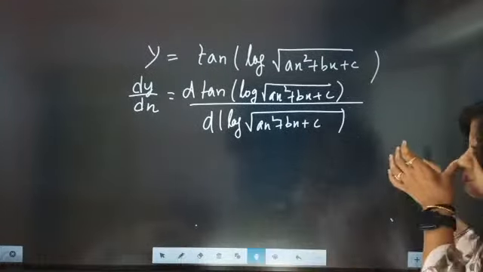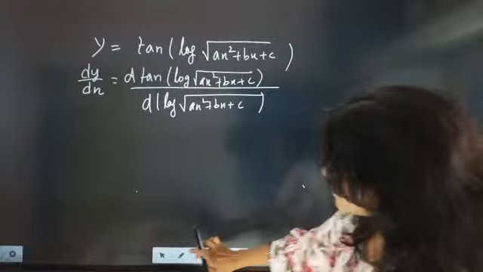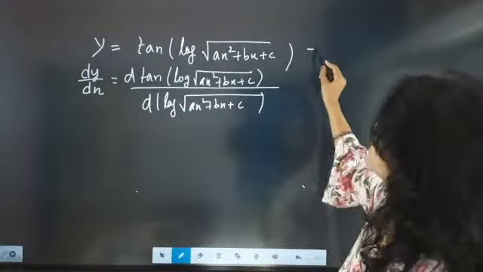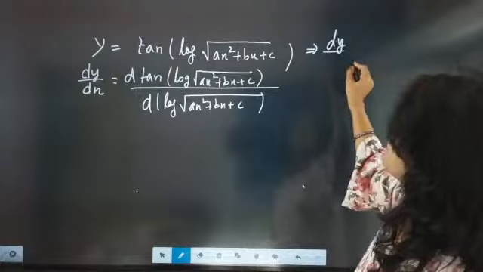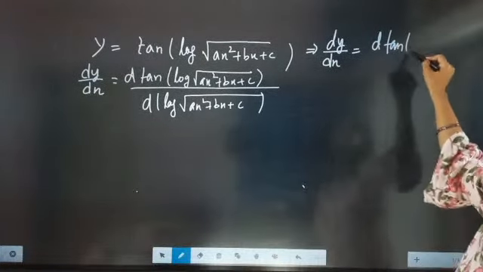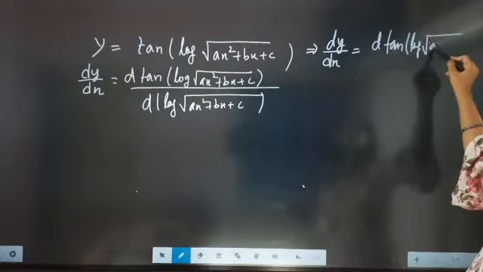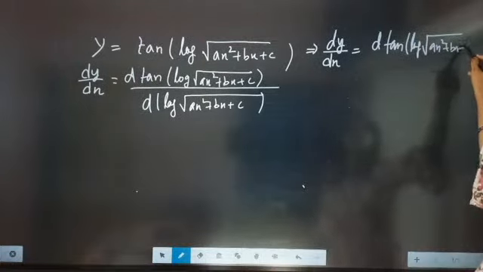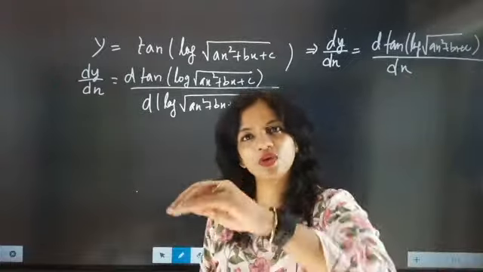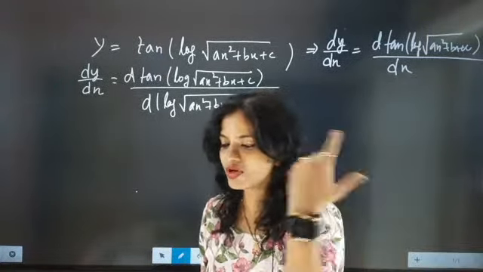Now with what you have differentiated, same thing, because you have written this one down, exactly what you had to write. You had to write here dy by dx equal to d of tan of log of root under ax square plus bx plus c by dx. So I told you now, dx we are going to throw somewhere. We are not going to use dx.